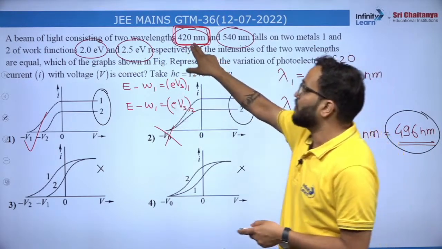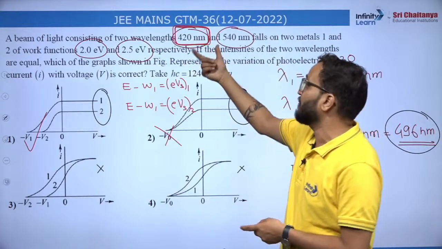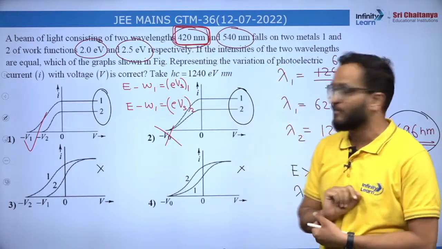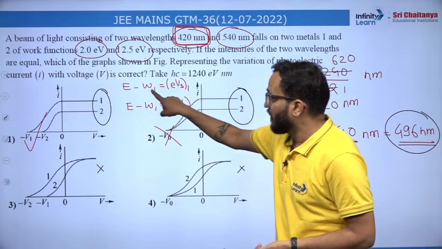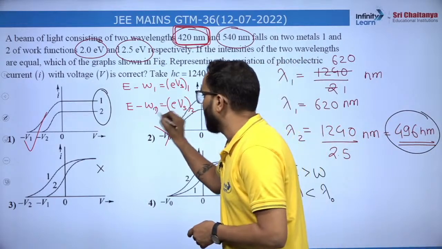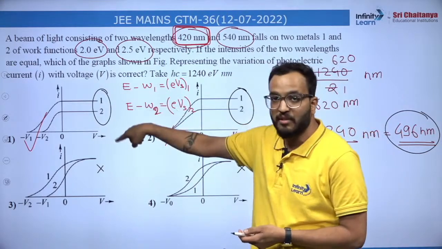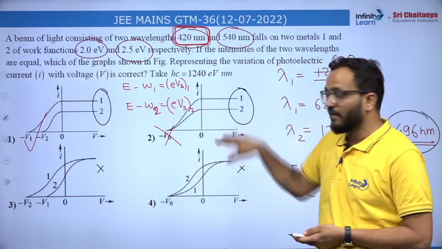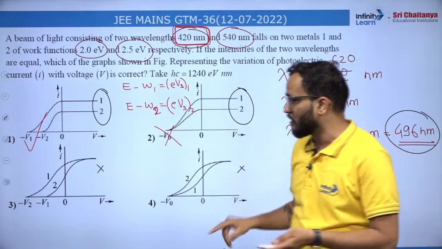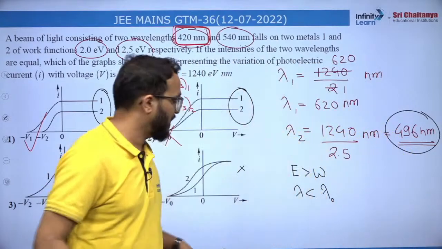So that is why this will be responsible for the maximum or the most energetic photoelectron that will come out. Since W1 and W2, the work functions, are different, this is 2 electron volt, this is 2.5, but the energies are the same here. So obviously stopping potentials will be different. So that is why the second, third and fourth options are wrong. The first option will be correct. This was really a nice question.